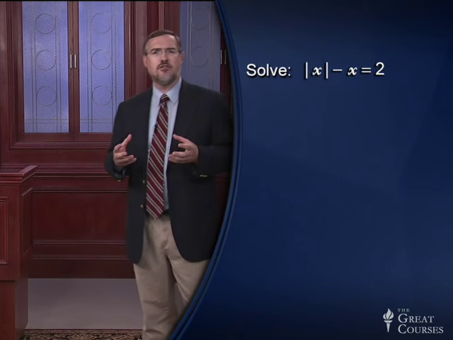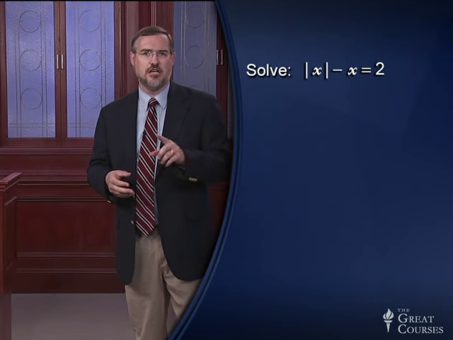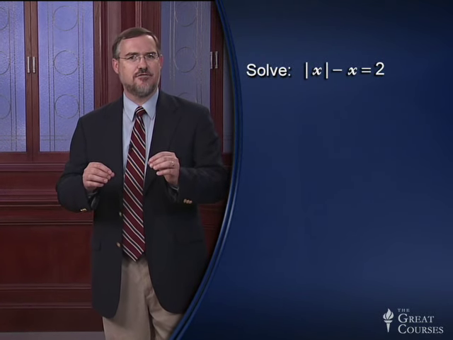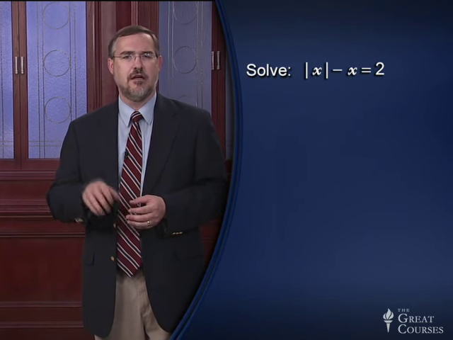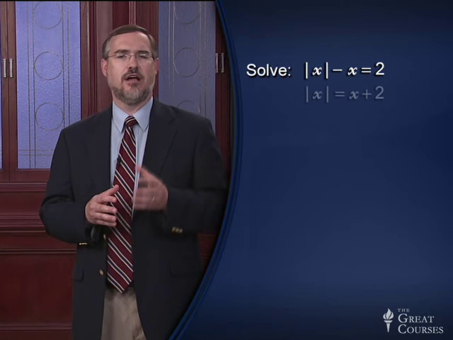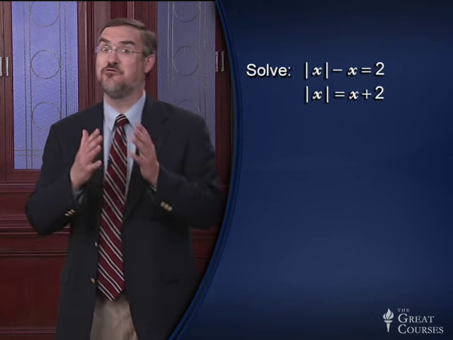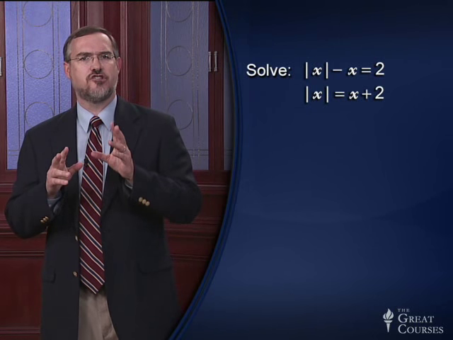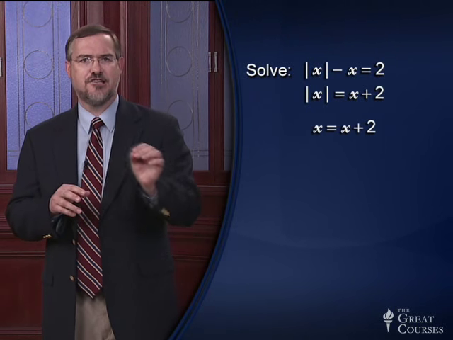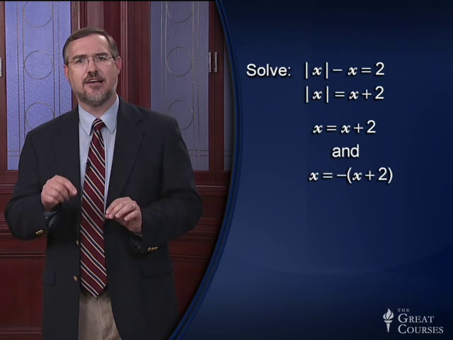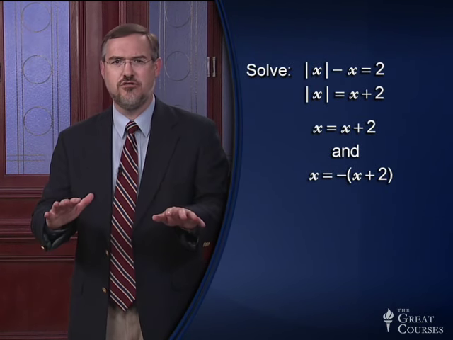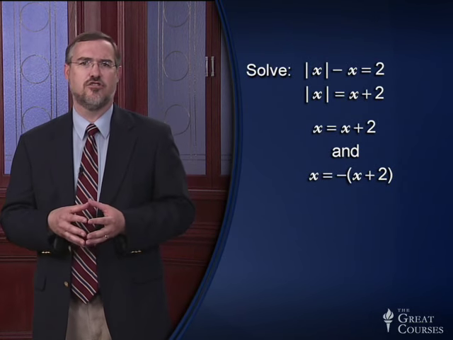Solve absolute value of x minus x equals 2. Well, let's do the first thing first. Let's get that absolute value term by itself. Add the x to the right-hand side, and you'll have absolute value of x equals x plus 2. So we're trying to solve two equations. x equals x plus 2, and x equals the negative of x plus 2. That's always what you need to do with absolute value equations.